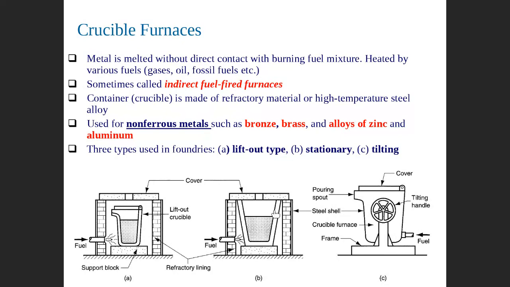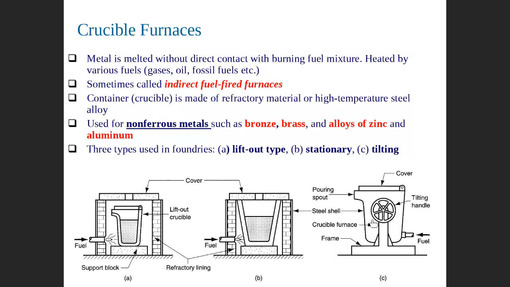The second one we call stationary, because this one is not taken out, but this one is bigger. Also here when you get a melt, you remove the cover, and then you bring a container with a crane and take liquid from inside. So this one is stationary, remaining here, but you take liquid from inside. The third one is tilting. Tilting means when you finish, you tilt.